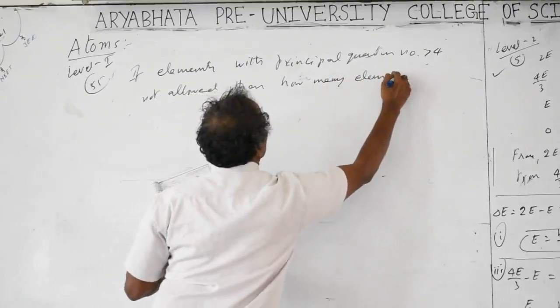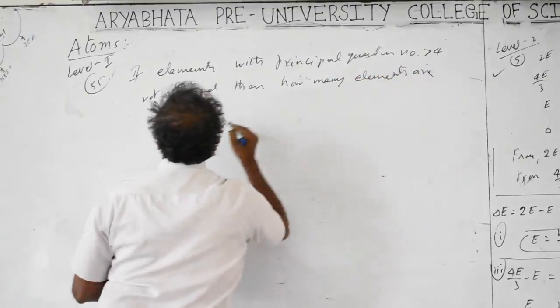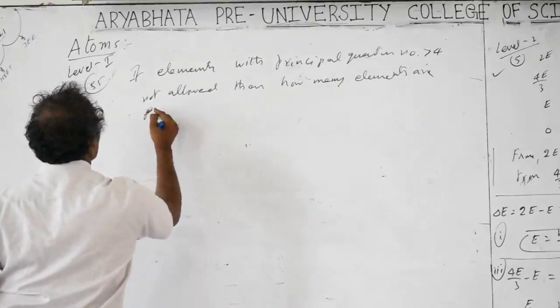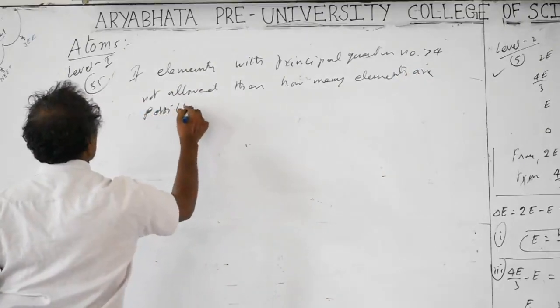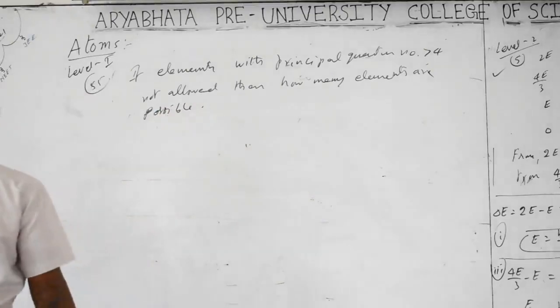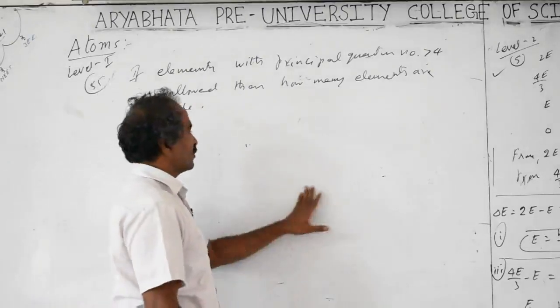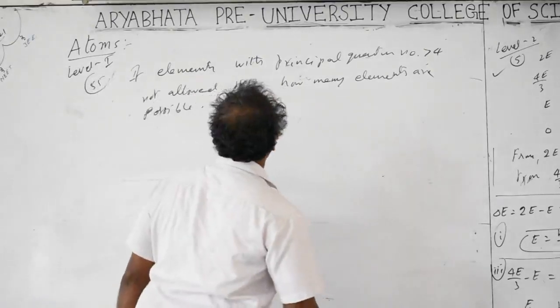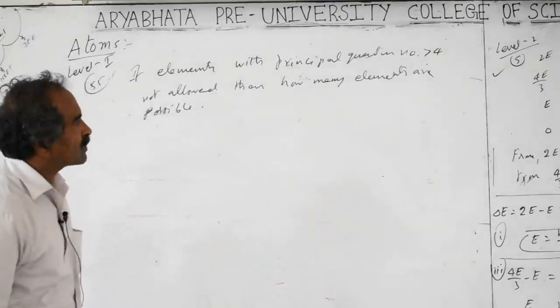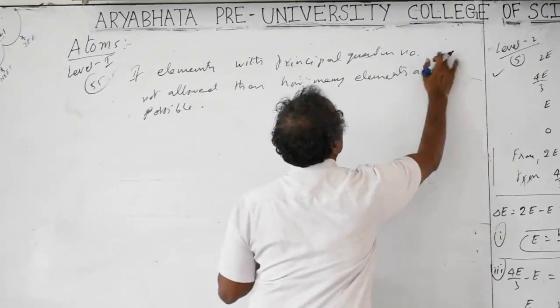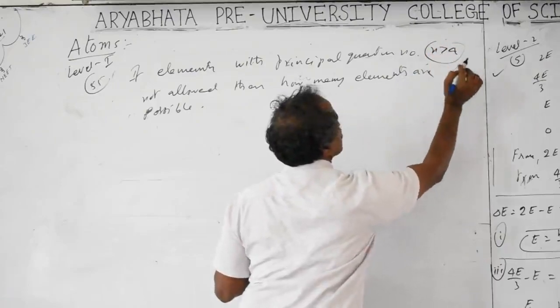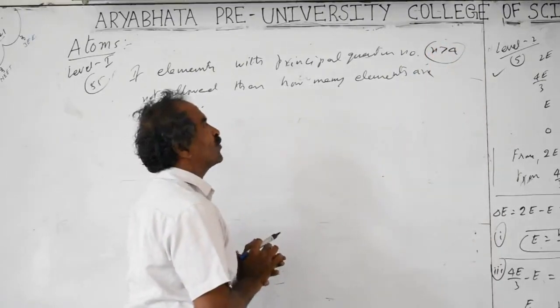Then how many elements are possible, are present, are possible to exist? Elements means here elements in the periodic table. How many elements, hydrogen, helium, lithium, etc.? How many elements would have been present if principal quantum number n greater than 4 is not permitted? Greater than 4 not permitted means n equal to 4 is the maximum we can take.